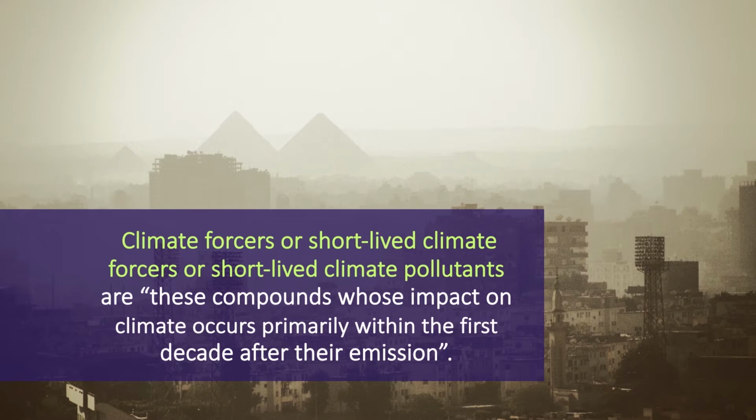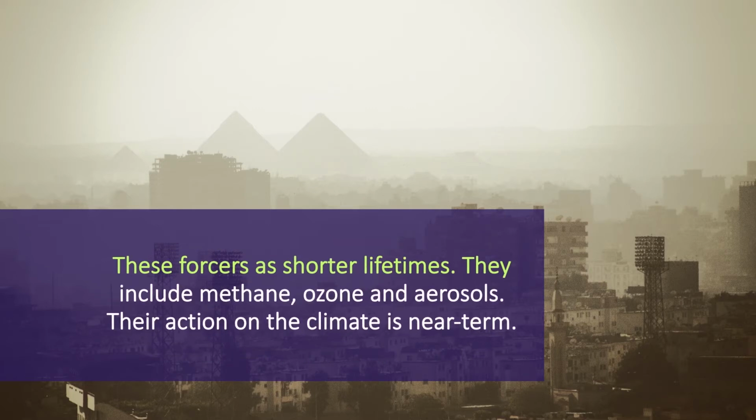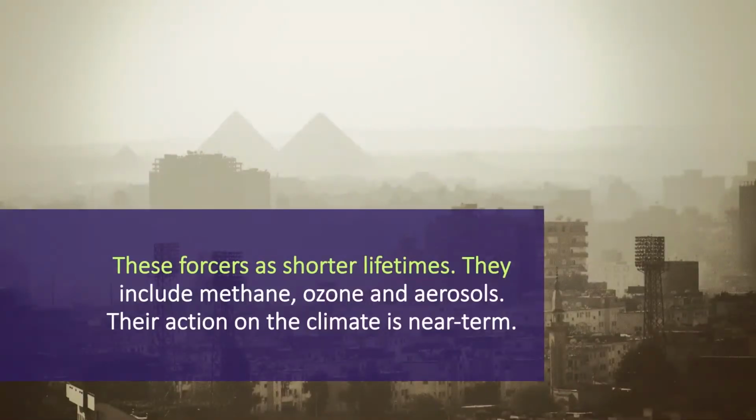The near-term climate forcers are short-lived climate forcers, also called short-lived climate pollutants. They are very short-lived, and these are the compounds whose impact on climate occurs primarily within the first decade after their emissions. They have a very short life in the atmosphere, and they include methane, which has an atmospheric lifetime of around 10 to 12 years.